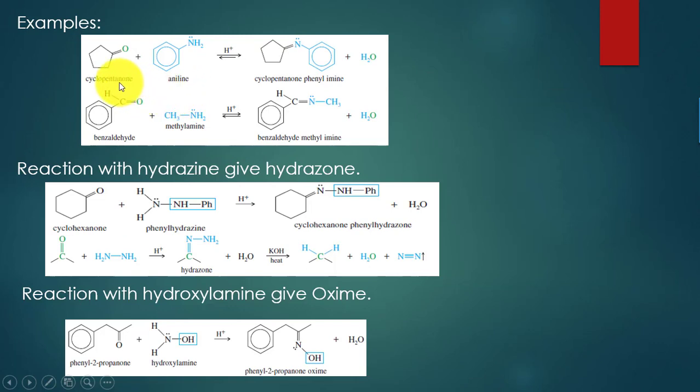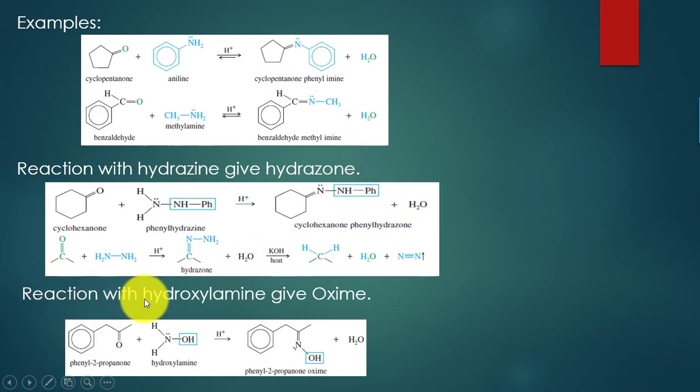More examples are shown, like cyclopentanone made to react with aniline in acidic medium, leading to the formation of the cyclopentanone phenylimine, and similarly benzaldehyde reacting with methylamine leads to the formation of the benzaldehyde methylimine. The reaction with amine derivatives like phenylhydrazine leads to the formation of a hydrazone, and this hydrazone is further reduced in the presence of KOH and leads to the formation of alkanes.